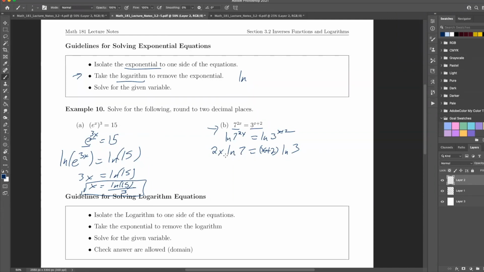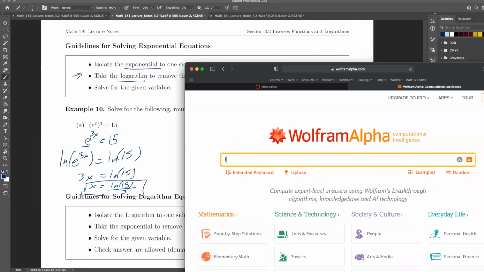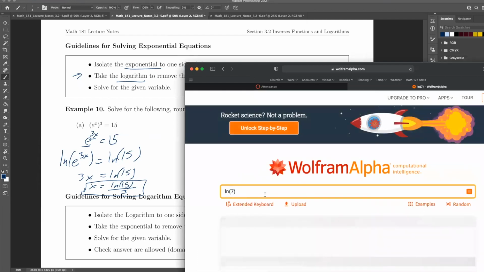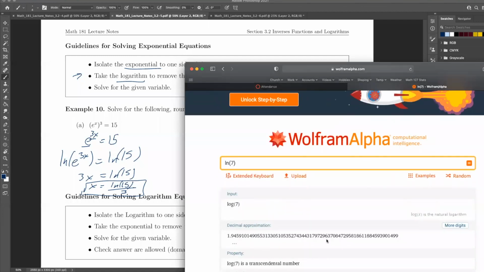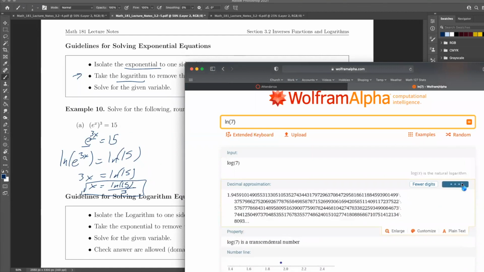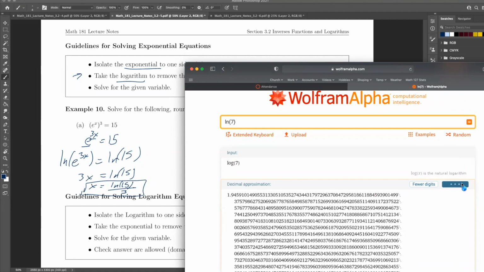I know ln of 7 looks like something weird, but it's just a number. In fact, let's just show it in Wolfram Alpha. It's just some number. So ln of 7 equals this, and I can show more digits, it goes on and on and on.